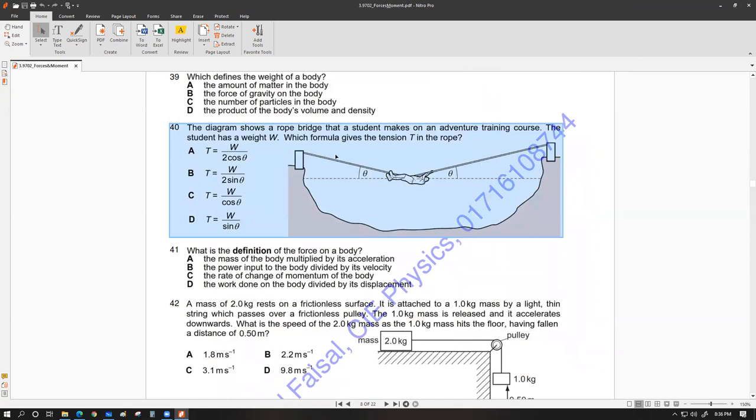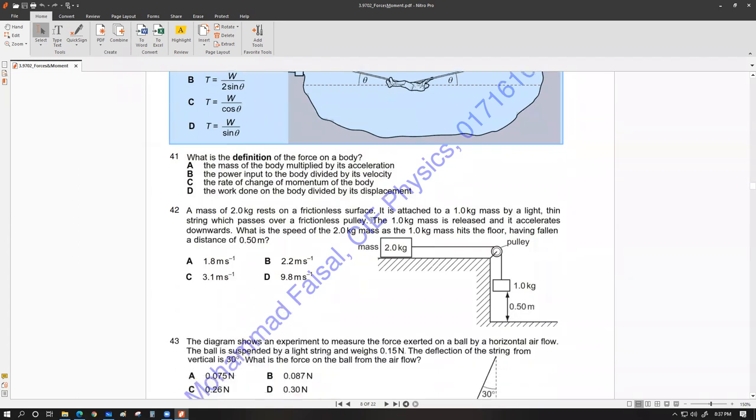Exactly. On the horizontal we have T cos theta and T cos theta, which are going to cancel each other out. And on the vertical we have 2T sine theta, the sum of the vertical components of the two tension forces. So W is equal to 2T sine theta, or T equals W divided by 2 sine theta. So I think B is the correct response here.